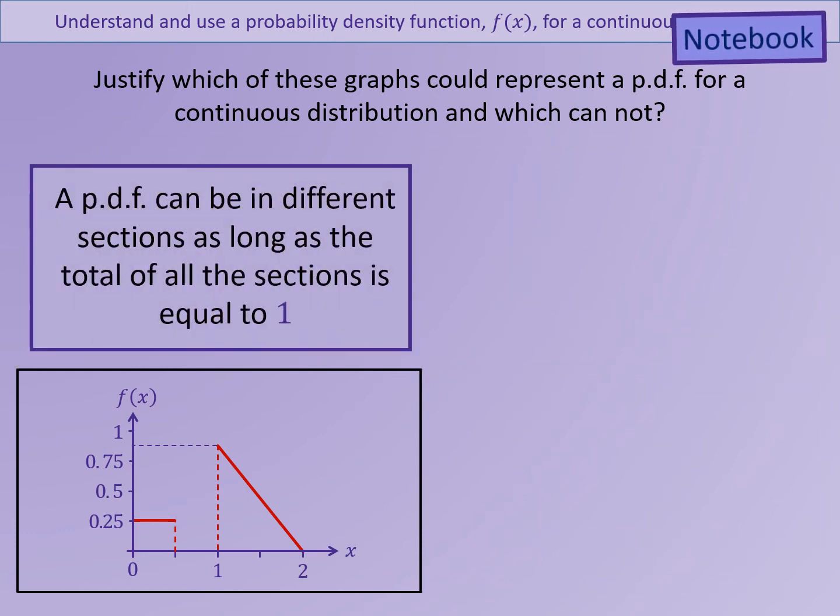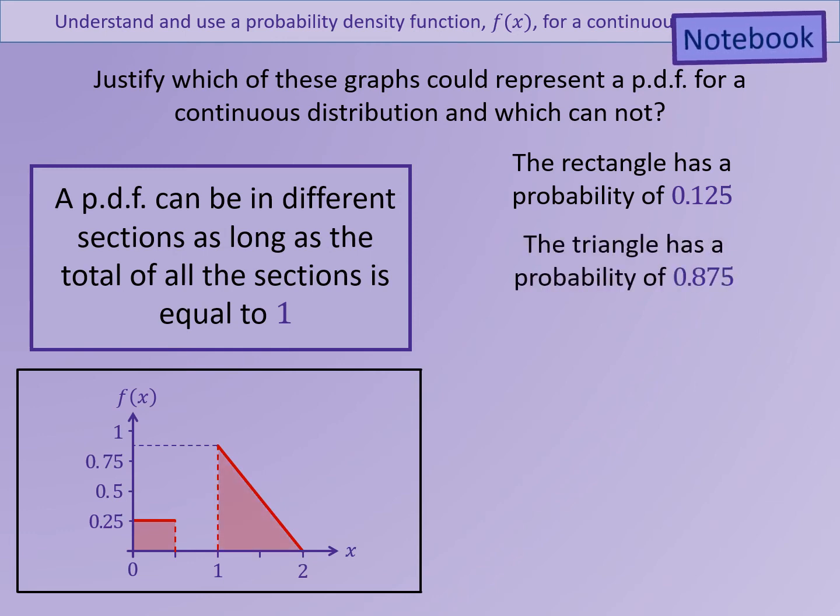For the third one, a PDF can be in different sections as long as each of the sections add up to 1. So in this case, if we find the area of the first part, we have 0.125. The area of the triangle, we have 0.875. The total area will be 1.